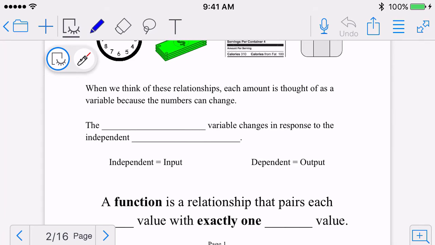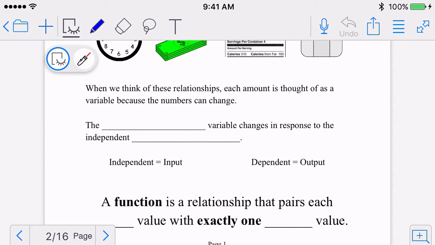Moving on down, when you're thinking of these relationships, each amount is thought of as a variable just because those numbers can change. When you're working and you have a certain amount of hours you can work, that can change from shift to shift. It's not going to be the same every time, just like the amount of money that you make isn't going to be the same every time either. Same thing with the calories and the amount of weight you gain or lose. Those things are always going to change. So that's why they're variables. A variable stands for something that's changing, a value that can change.